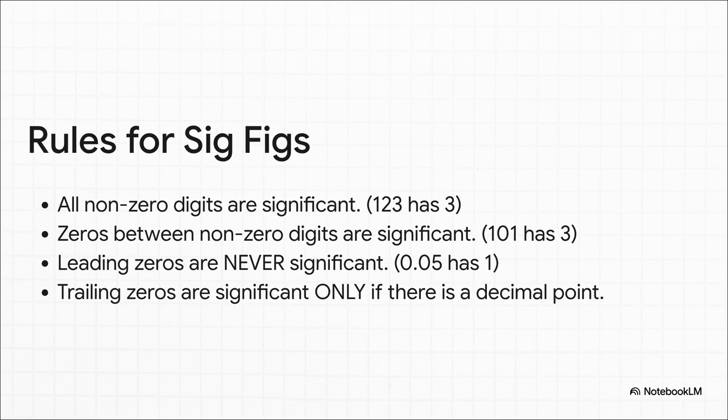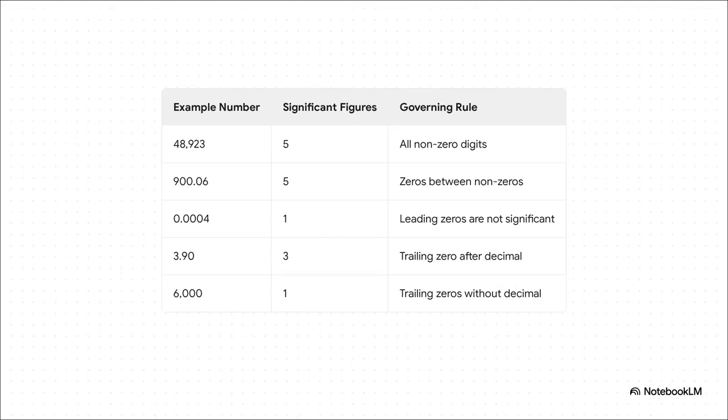Any non-zero digit, it's significant. Zeros that are sandwiched between other digits, they're significant too. But those leading zeros at the beginning, they're just placeholders. They don't count. Now, trailing zeros at the end, that's the tricky one. They only count if you see a decimal point somewhere in the number. That decimal is a little signal that says, hey, I measured this precisely. Let's just look at a few examples. It makes it way easier.